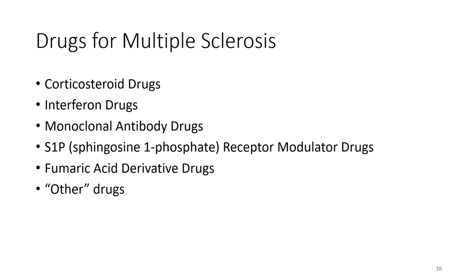The next disorder is multiple sclerosis, sometimes referred to as MS. So the drugs that we use to treat multiple sclerosis will be covered next. MS is an autoimmune disorder. Treatment includes use of immunosuppressants, disease modifiers, muscle relaxants, and anticonvulsants.